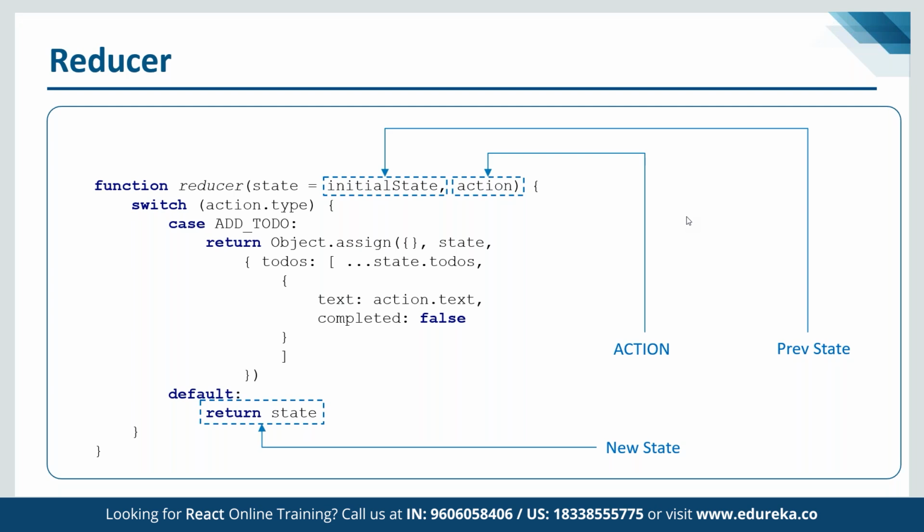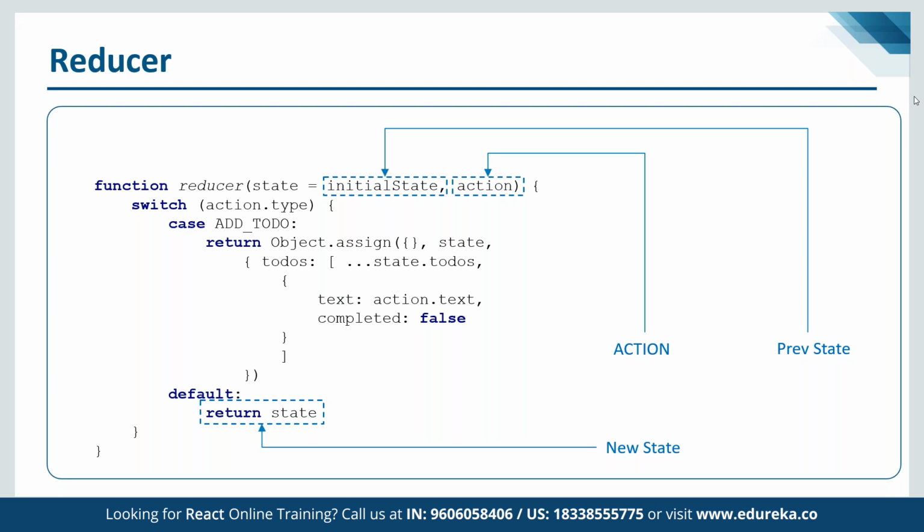The case as add to do, where we are returning the object assigned to state. And then here we have a to-do's list for state. And then in text, we are going to work on the action.text. And then completed should be false. And then the default is where we are going to return the state itself. So here we are taking the help of action, the previous state, and the new state altogether as a part of the reducer component.